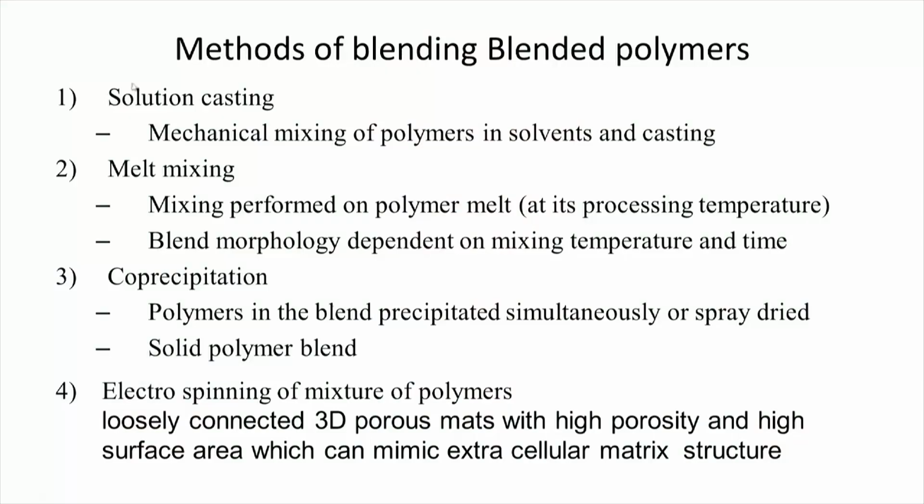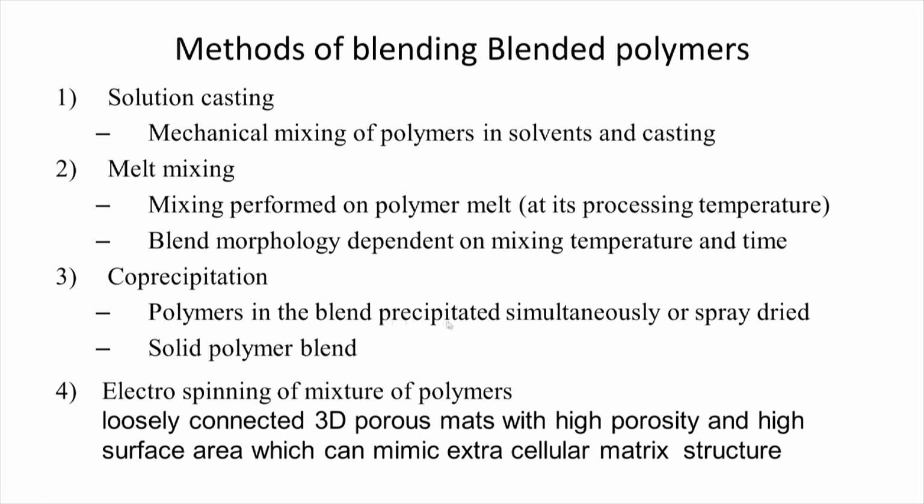There are many methods of blending. One is called solution casting. It is a mechanical mixing of polymers in solvents and casting. Melt mixing, that means you melt the polymer. Here we are not using any solvent, but we are melting the polymer at its processing temperature and then mixing them. So the blend morphology depends on the mixing temperature and time here, whereas in the previous case you are dissolving the polymer and casting.